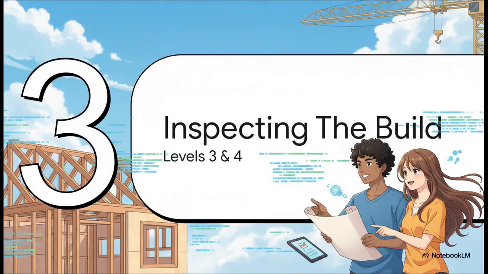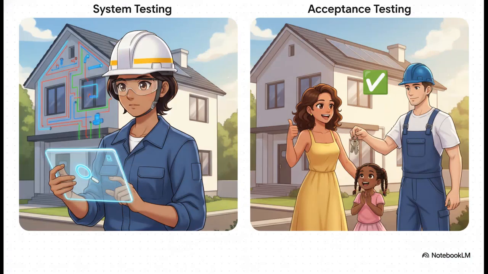So, our walls are up, the structure is complete, the house is built. Now it's time to inspect the final build, not just from a technical perspective, but also from the point of view of the person who's actually going to use it. And this brings us to our last two levels, which are really important to tell apart: system testing and acceptance testing. Think of system testing like hiring a professional home inspector. That's us, the QA team. We come in and check the entire house, the plumbing, the electrical, everything, to make sure it all works together as a complete functioning system.